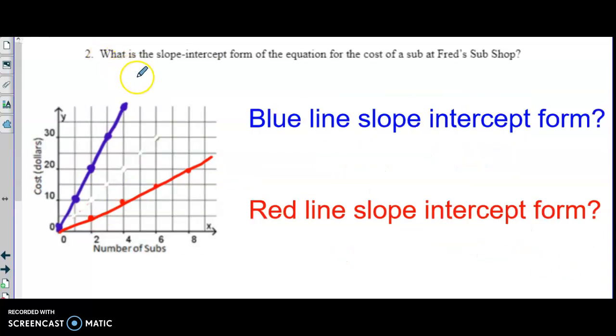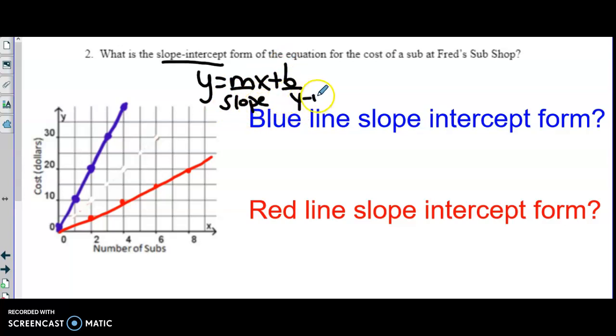Okay, what is the slope-intercept form? So we're going to do two lines again. We're going to practice this twice. First of all, slope-intercept form is y equals mx plus b, where m is the slope and b is the y-intercept. Okay, so if we go try to do this for the blue line, there's two things we have to find. First, we have to find the slope, which is rise over run when we look at a graph.